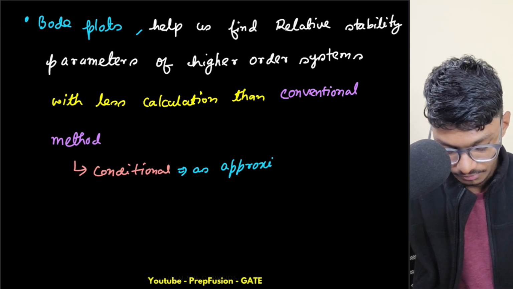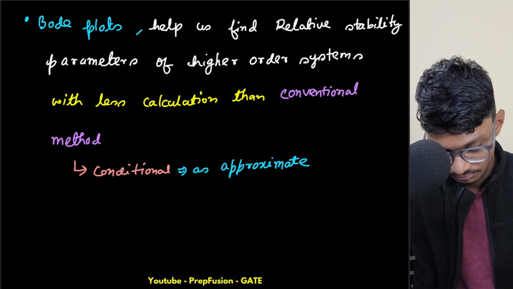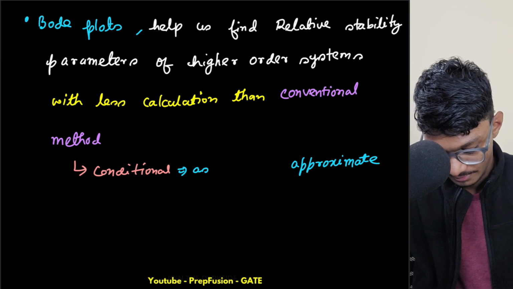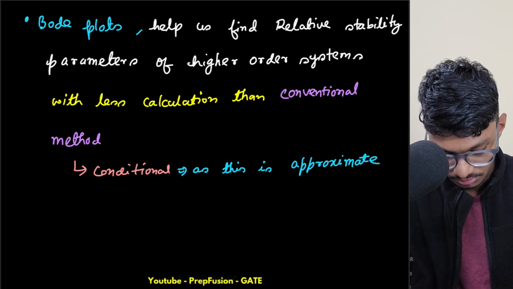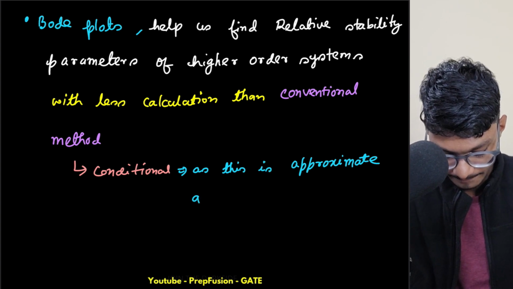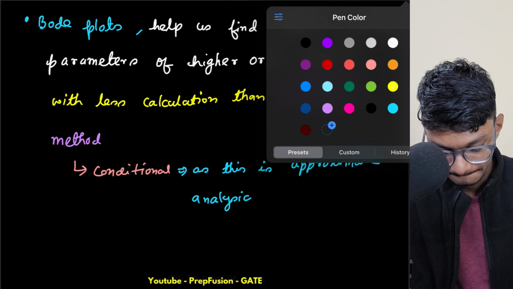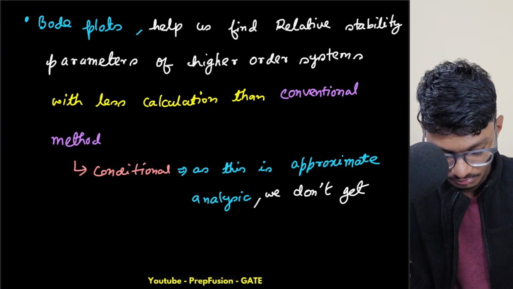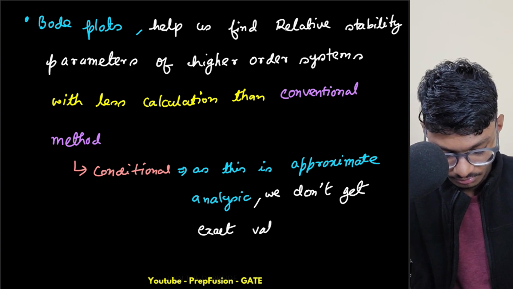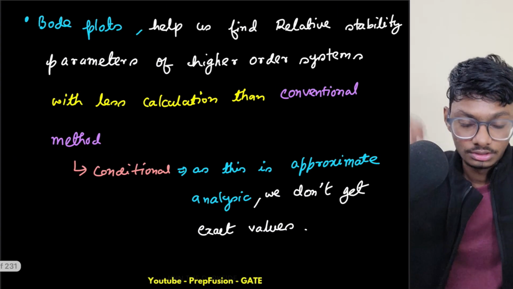So this is approximate analysis. We don't get exact values. So this is the conditional thing.